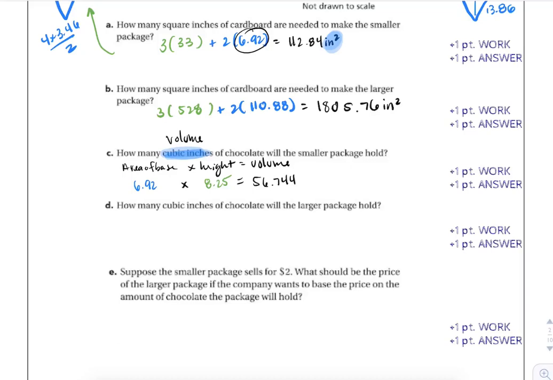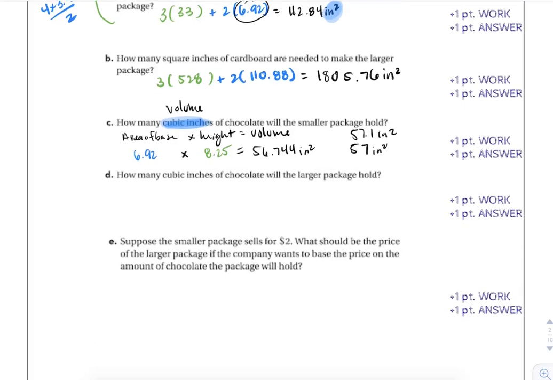56.744. Some of you who rounded got 57 inches cubed or 57.1 inches cubed. That's fine. Sorry, I said 57. It's 56.744. Okay, so any of those are okay. If you're within 1, it's not a big deal. Okay, and the other one's set up the same way.